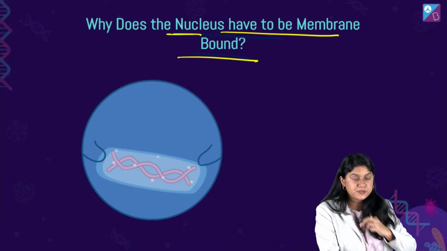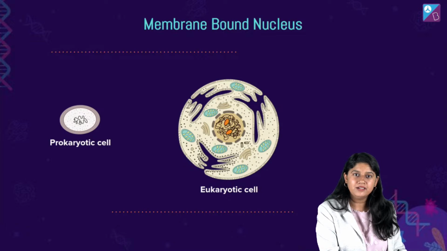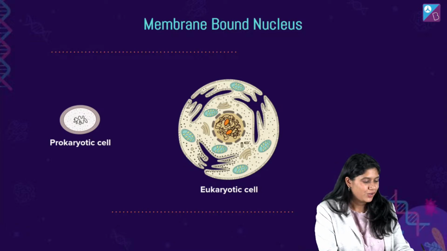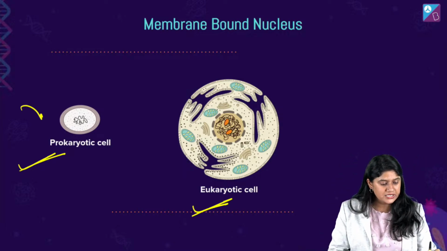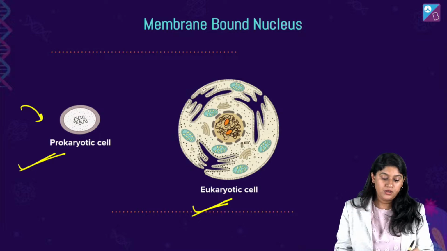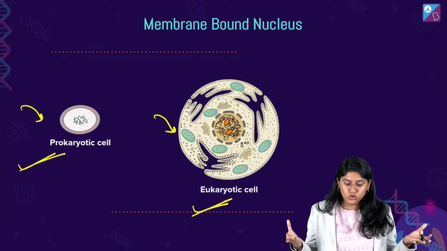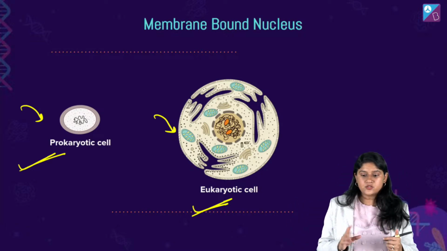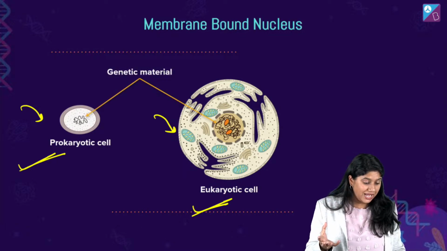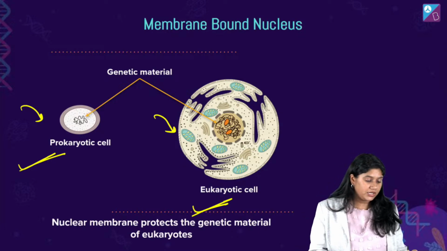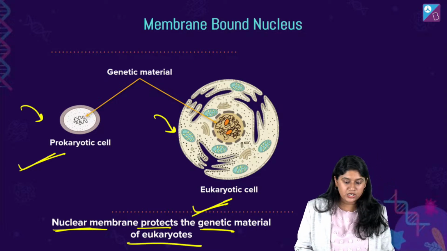Because of course, if we don't have the membrane, it's an entirely different cell. So what's the difference between the prokaryotic and the eukaryotic cell? The major difference is that prokaryotic cells don't have a nuclear membrane. In the eukaryotic cells, we have a membrane, and that is the main reason for differentiating between the two cells, right? Clear? What we have inside the nucleus is the genetic material, and this genetic material is super important. The nuclear membrane protects the genetic material in the eukaryotes, right?